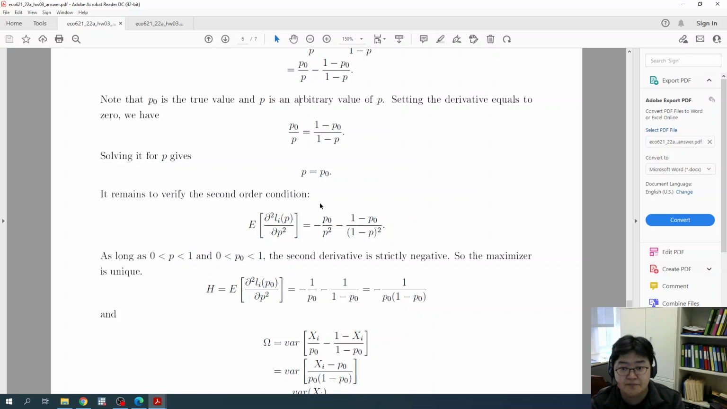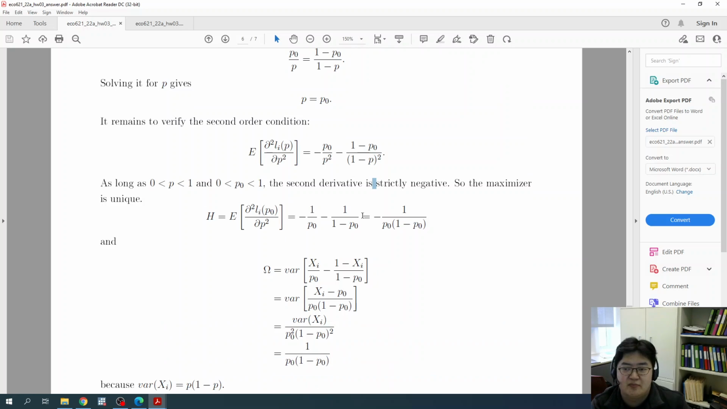And then the second order condition is another derivative, and you have to check if it's negative. It is scalar, so it's negative, right? So it has to be strictly concave, so we need to show that it is strictly negative, which is not a big problem again. When p equals p0, it equals this. And by the way, for any p, it's always negative. So not a problem. Negative. Hessian matrix, simple.